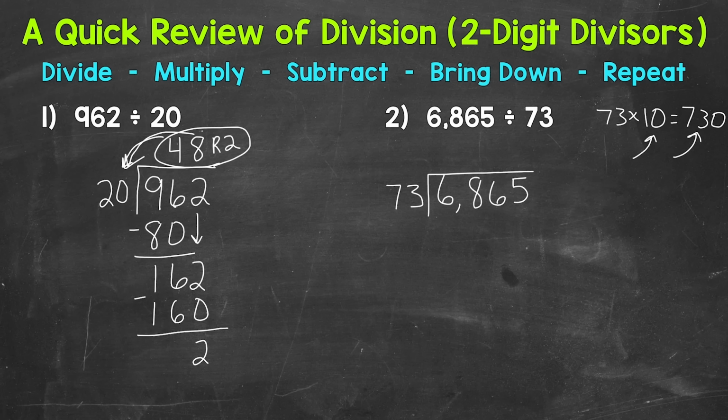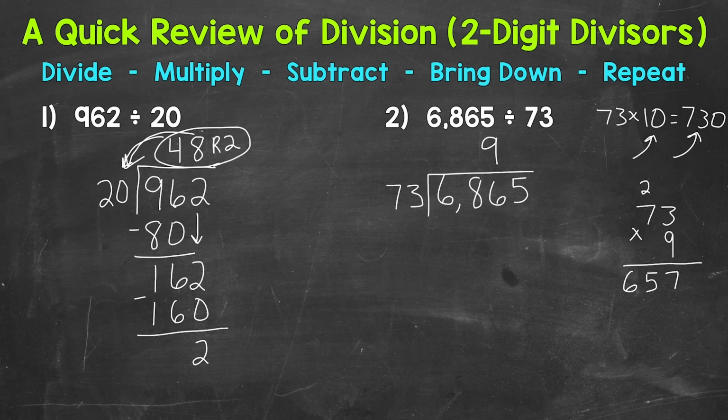So let's try 9. I'm going to come to the side and do 73 times 9 to see where 9 groups of 73 gets us. So 9 times 3, 27. Then we have 9 times 7, which is 63, plus 2, 657. And that's as close as we are going to get. So 9 whole groups of 73. And that 9 needs to go above the 686, that last 6 we used.